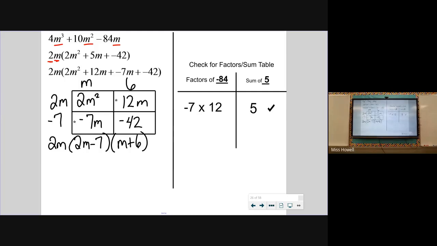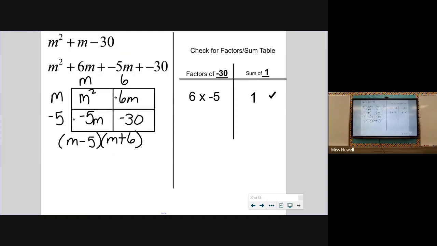All right, from there, we're looking for factors of negative 84 that give us that middle term of 5m, which would be a positive 12m and a negative 7m. Remember, these can be flip-flopped, or you can put the negative 7m first. That's okay, but those have to be your 2 middle terms there. All right, we get a factor of 2m, a factor of 2m minus 7, and a factor of m plus 6.